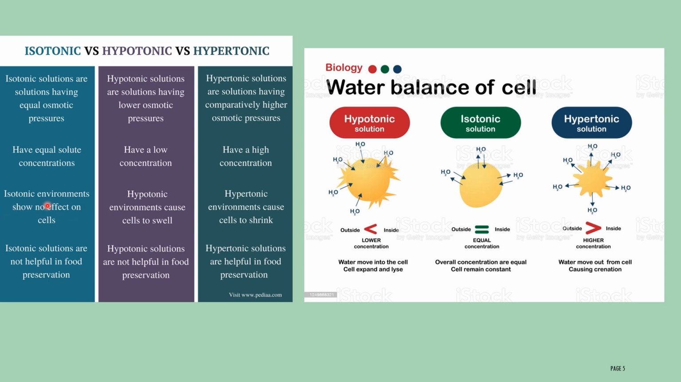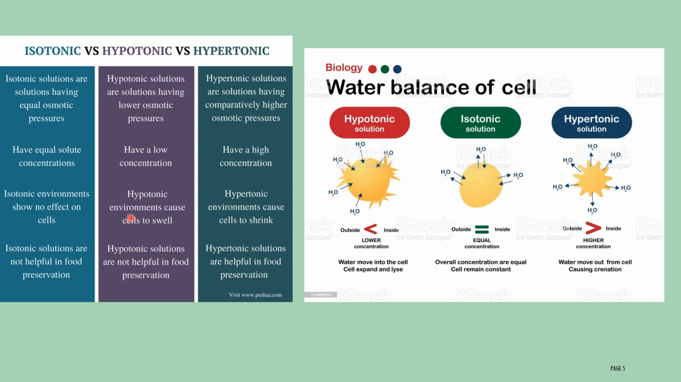Then, in the case of an isotonic solution, an isotonic environment shows no effect on the cell. The concentration inside the cell and the concentration outside the cell are the same. You can observe only circulation of water taking place. Then there is no change in the size of the cell.